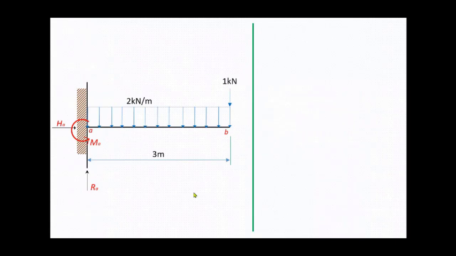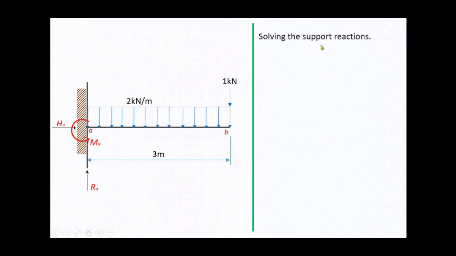Now we have the original figure. Then we reflect the unknown forces at the support at point A. So we have the vertical force, which is R sub A, then the horizontal component H sub A, then the moment at A, which is M sub A. So first we will solve the support reactions.